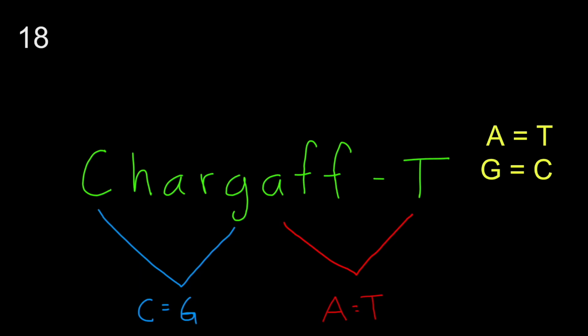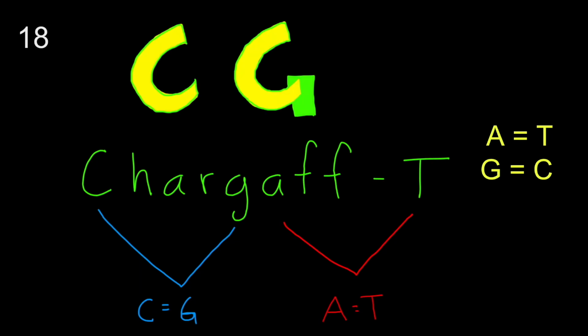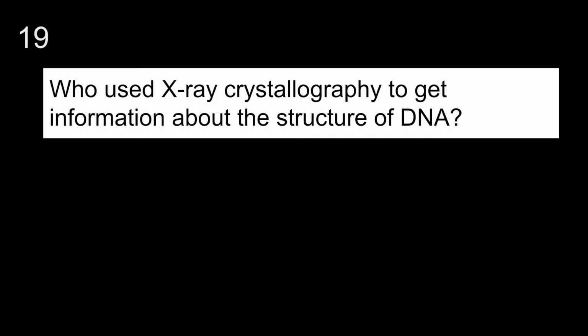So Chargaff's rule. And if you're having trouble remembering which letters go with which, well, the letter C kind of looks like the letter G, right? You can modify the C into a G. So that'll help us remember that C goes with G, and then from there you can remember that A goes with T. Question 19. Who used X-ray crystallography to get information about the structure of DNA?